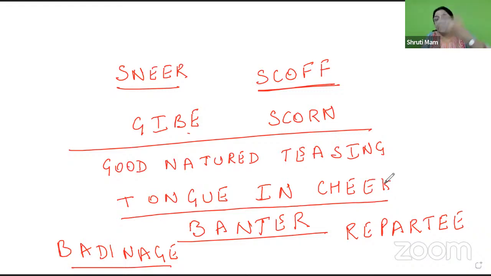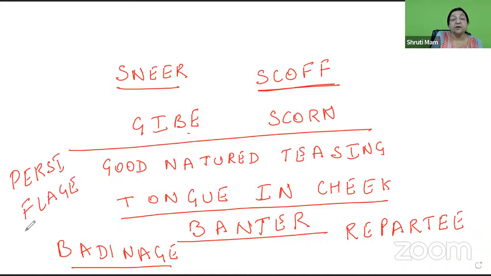Repartee is when I give you a humorous remark where I pull your leg and you give me a reply in the same coin, in the same tone. That is repartee. It's a banter, verbal teasing. A badinage is the same thing. Another word for this is persiflage. Persiflage is the word. Today we are covering some words of mockery.